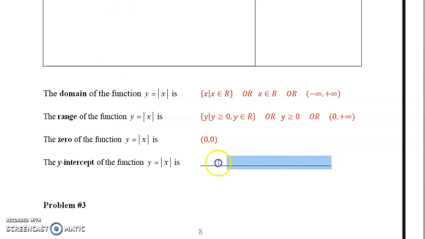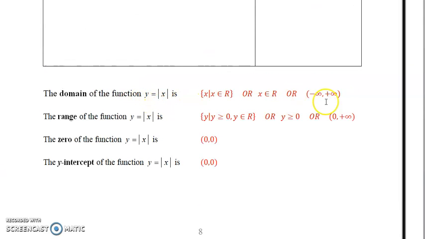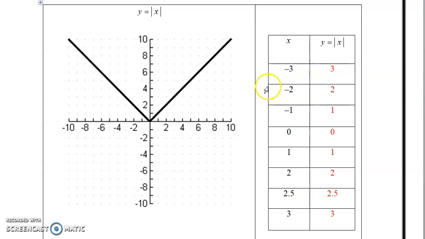Yeah, the y-intercept happens to be the same. Okay? And that's just a coincidence here. So I just had to answer some questions regarding that. This graph here. Okay?